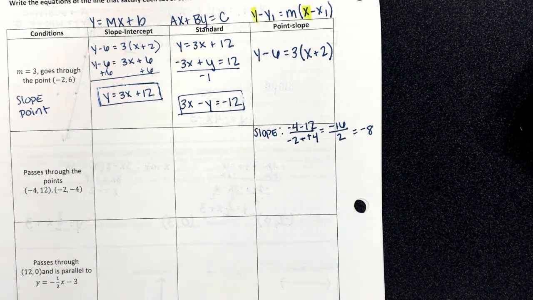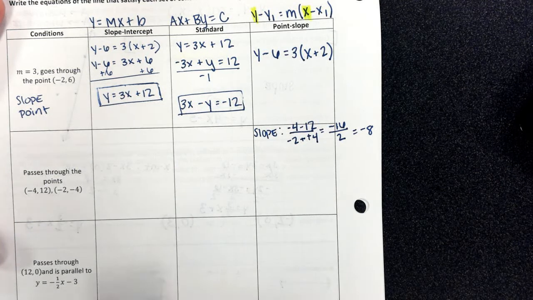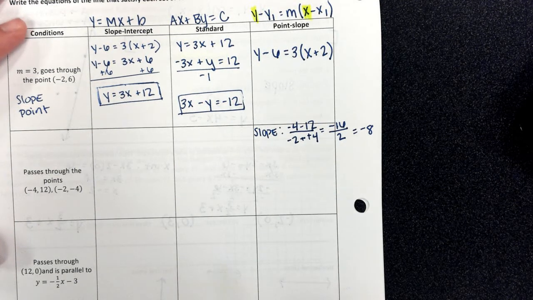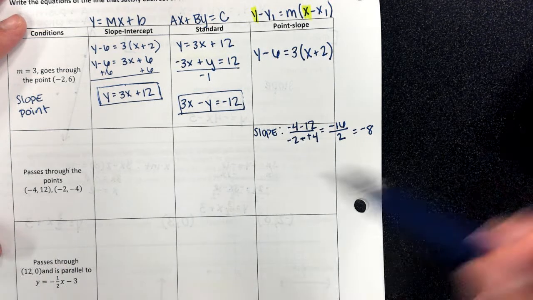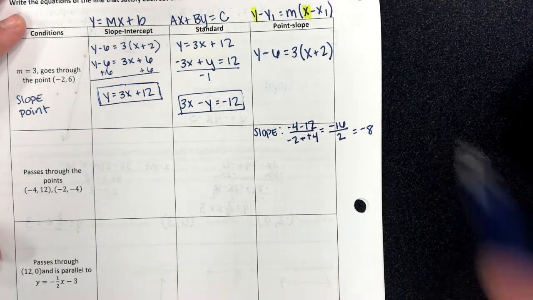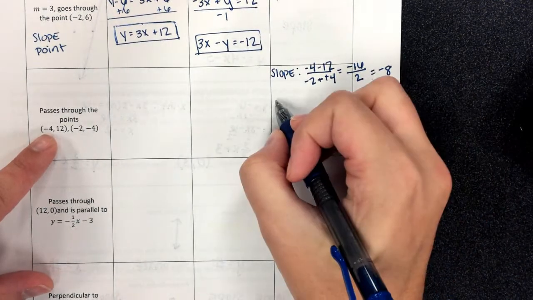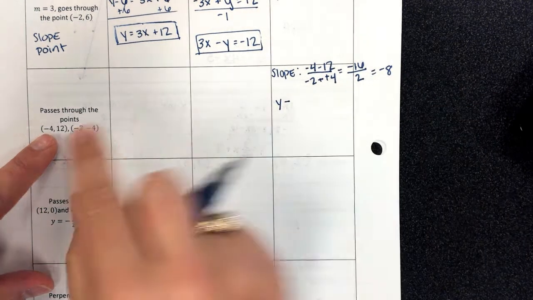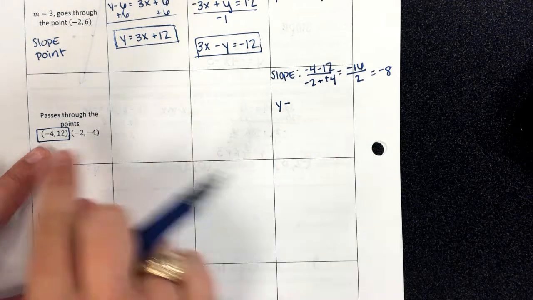All right, now, when I write in point slope, does it matter which point I use? No. It doesn't matter which point you use. So you and your neighbor might have different answers, but the slope has to be the same. So it doesn't matter which point you use. Y minus, I'm going to use this first point. This is the one I'm going to use, okay?